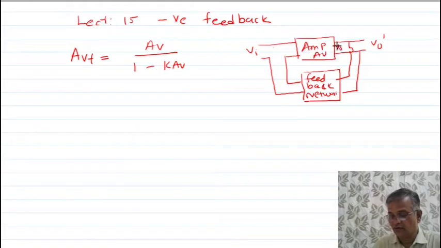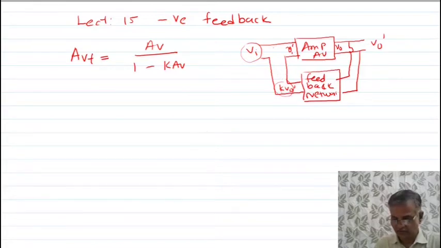This is VO for when the feedback is not there, so this is your VO dash. From it I take the K part, so I write K VO dash here. K is called the feedback factor. This voltage K VO dash is given to the input in series. So the new input will be VI dash, and VI dash is nothing but VI plus K VO dash.